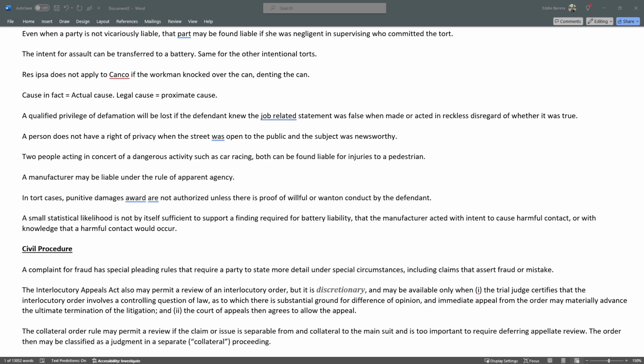Civil procedure. A complaint for fraud has special pleading rules that require a party to state more detail under special circumstances, including claims that assert fraud or mistake.